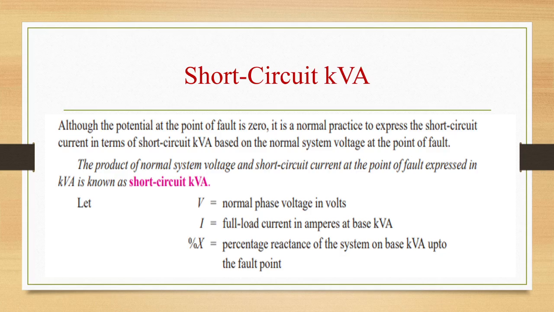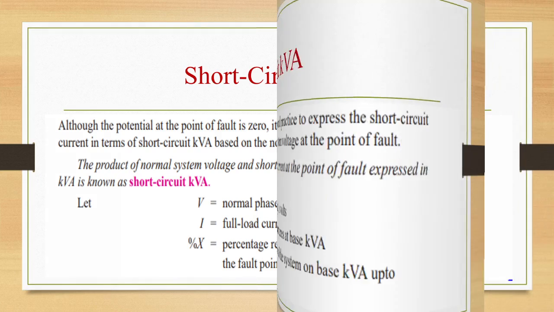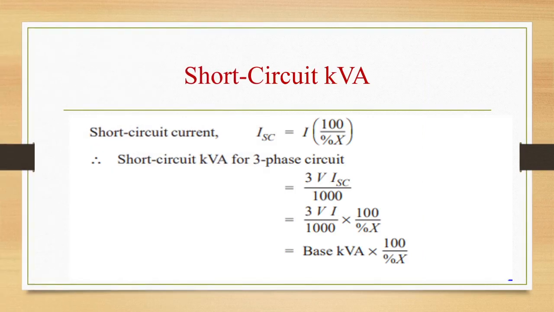The product of normal system voltage and short circuit current at the point of fault, expressed in kVA, is called short circuit kVA. Let V be the normal phase voltage in volts, I the full load current in amps at base kVA, and percentage X the percentage reactance of the system on base kVA up to the fault point. Short circuit current ISC is given as I into 100 by percentage X, where I is full load current.